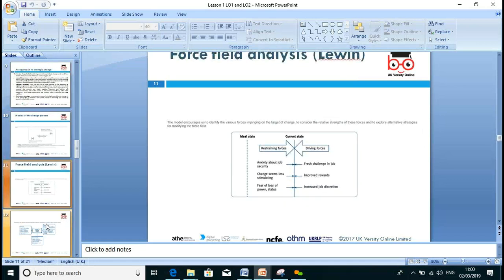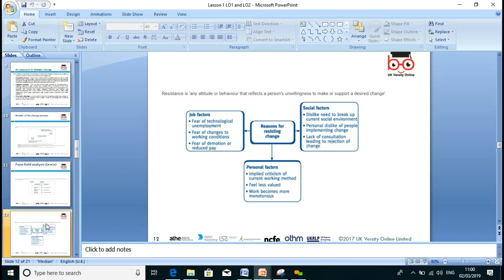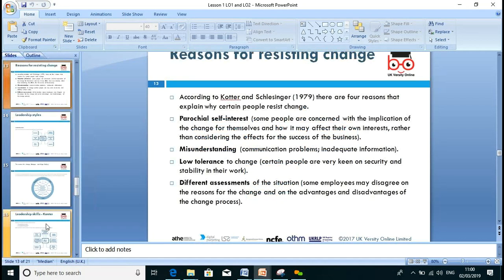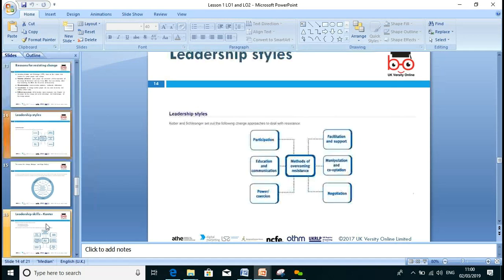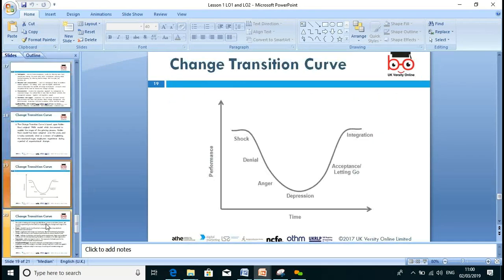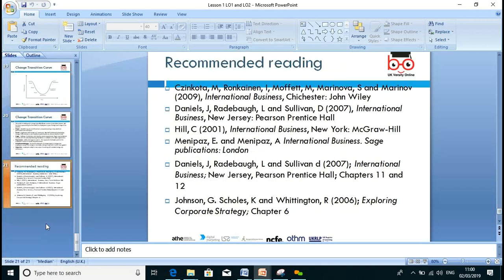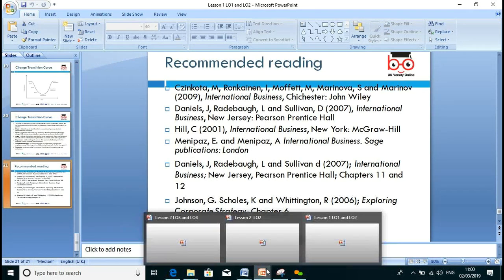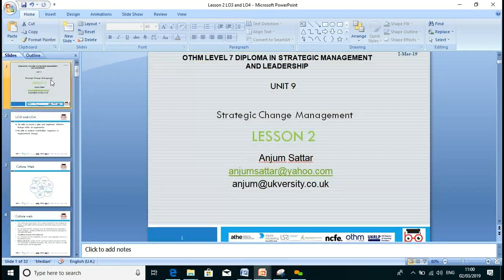In the force field analysis model, we discussed the forces in your favor and the forces against the change, and how we can overcome those factors and implement the change. We discussed the role of a leader in implementing change and why there are obstacles to change. We also discussed the change transition curve model, where change is initially hard to adopt. So today we will go through our second lesson.